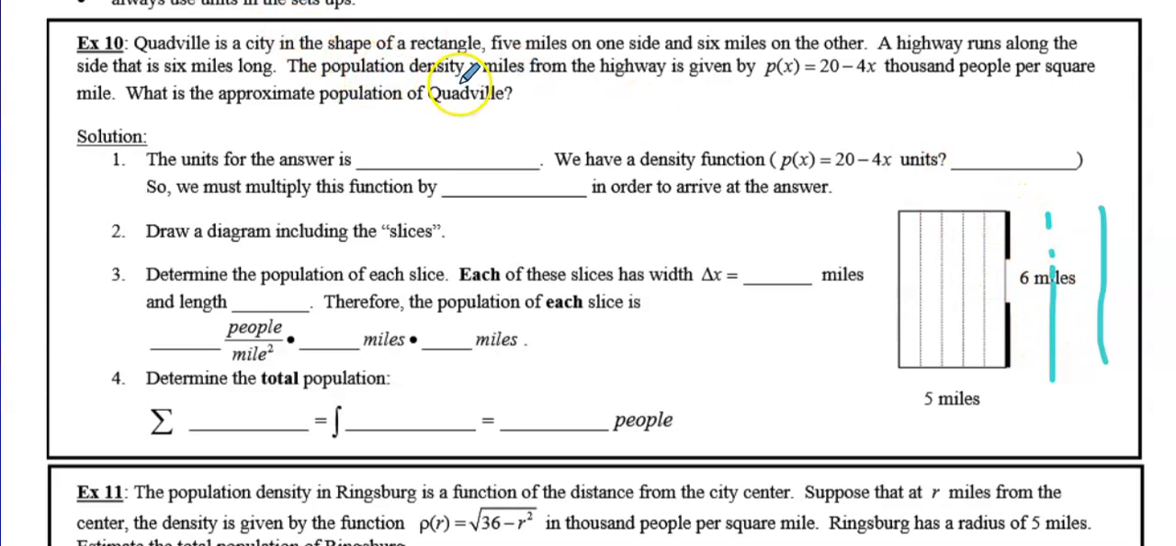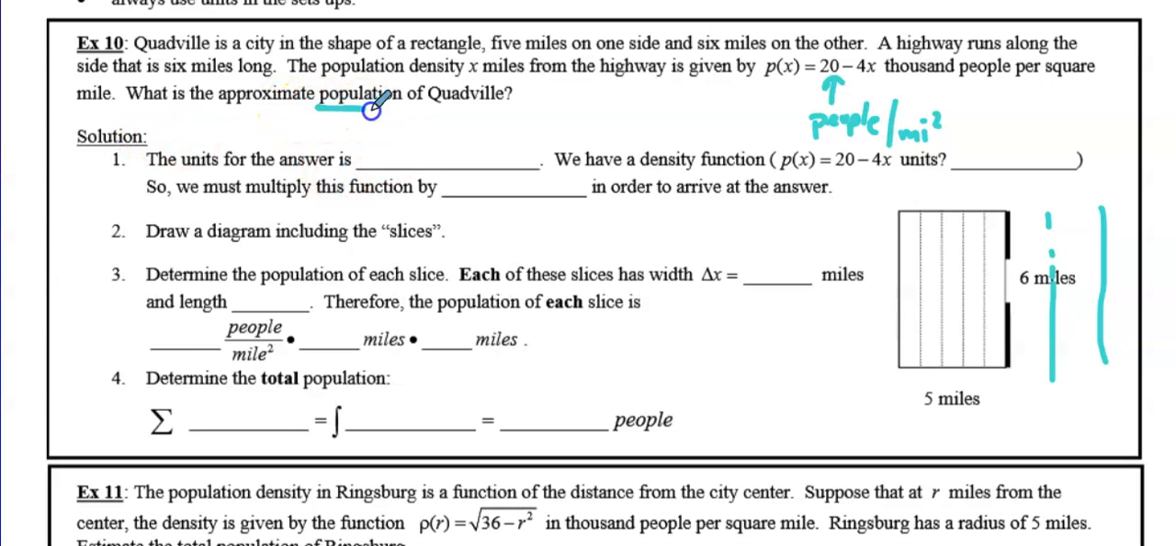The population density, x miles from the highway, is given by P of x equals 20 minus 4x. This is going to tell us what the population is as we move further and further away from the highway. And this is in thousands of people per square mile. So what's the approximate population of Quadville?